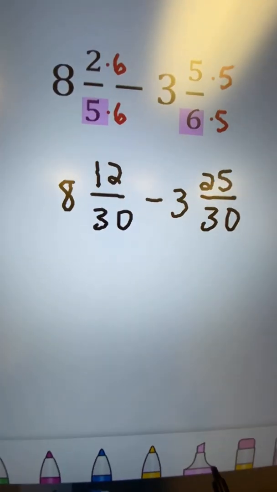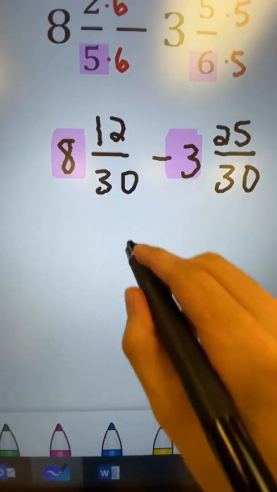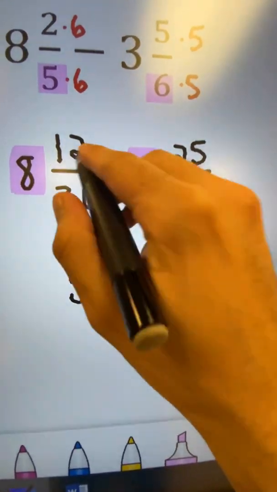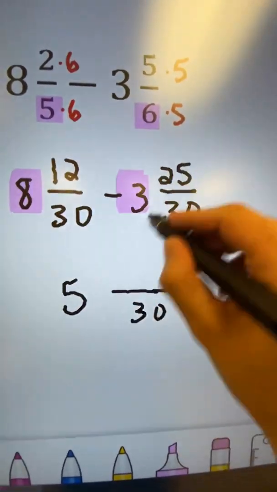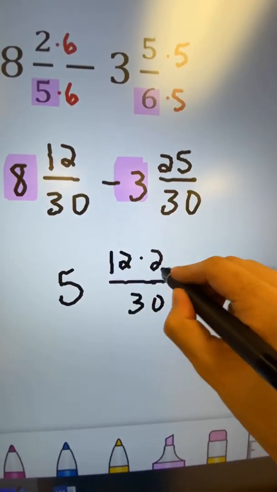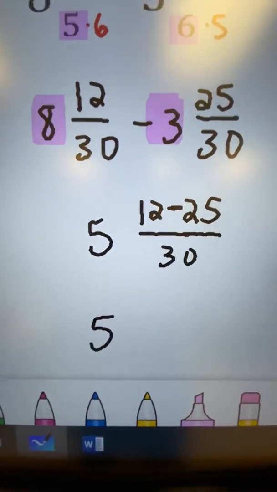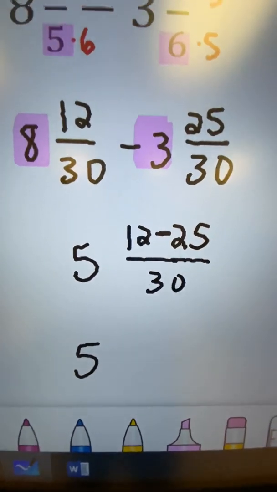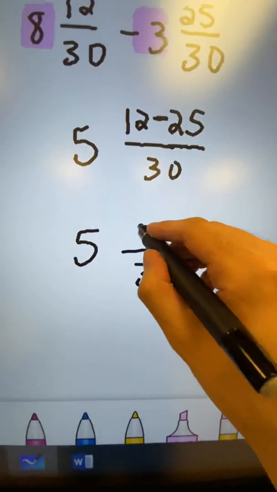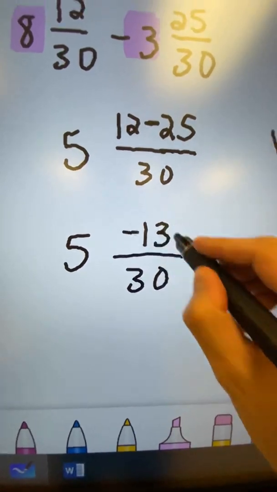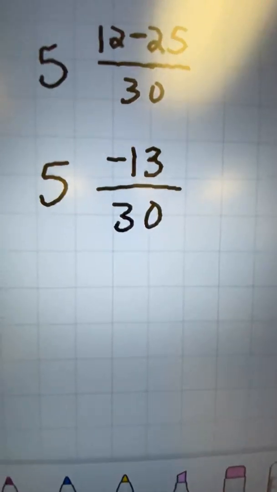I'm just going to subtract my whole numbers first, because it's 8 minus 3. I'm going to get 5. And when I subtract my fractions, since they have the same denominator, I can subtract the numerators over the same denominator, and I'll get 12 minus 25, which is negative 13. And notice, we can't leave a mixed number with a negative numerator like that.